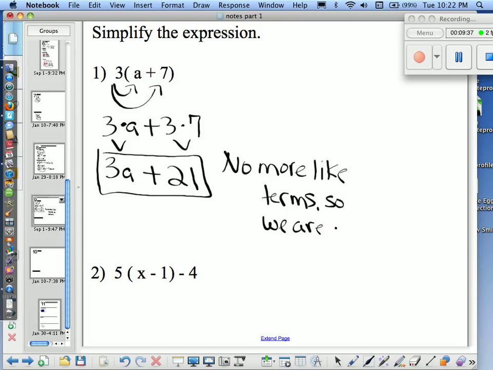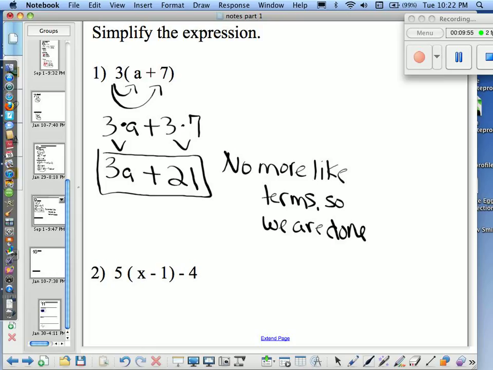So make sure you make a note of that, because a lot of people seem to have trouble with this. When you get to this step, everybody wants to add 21 and 3 together. You cannot do that because they are not like terms.